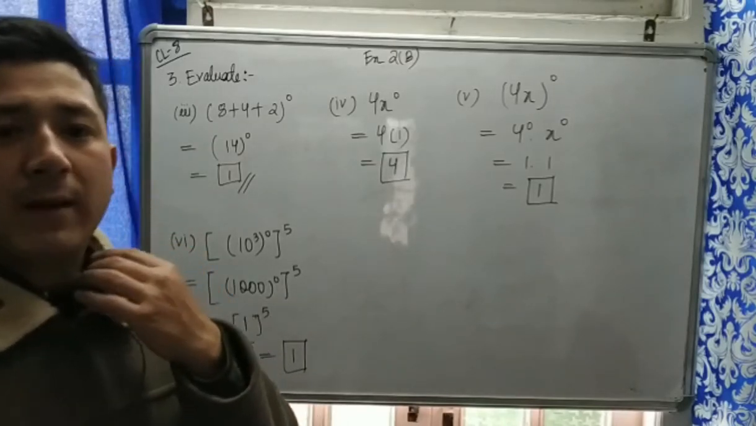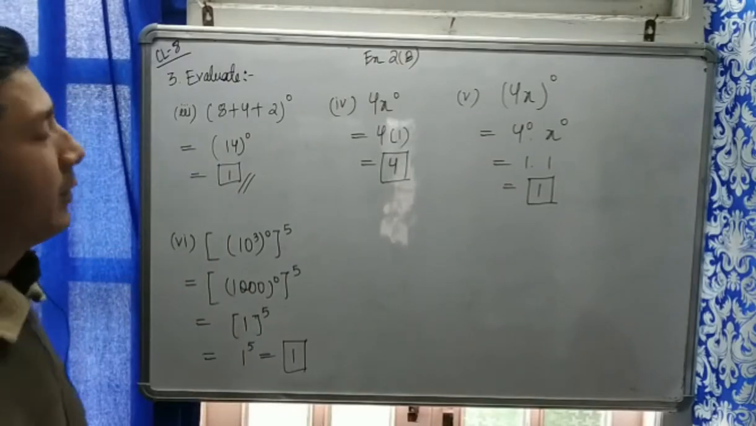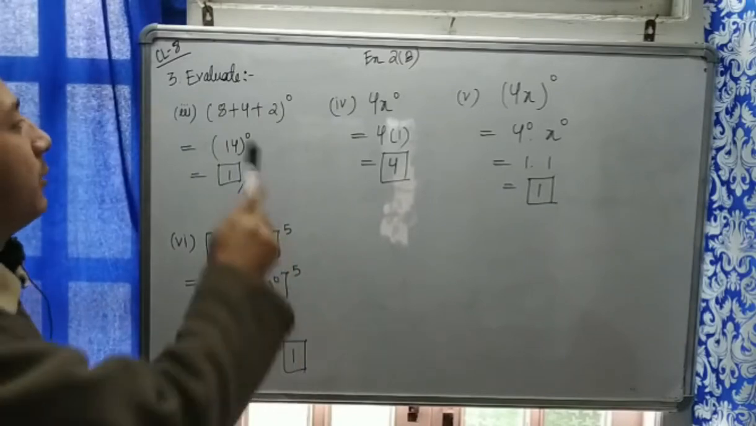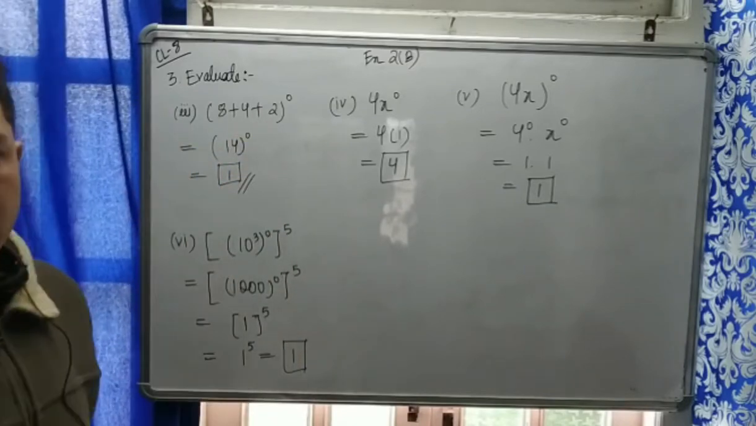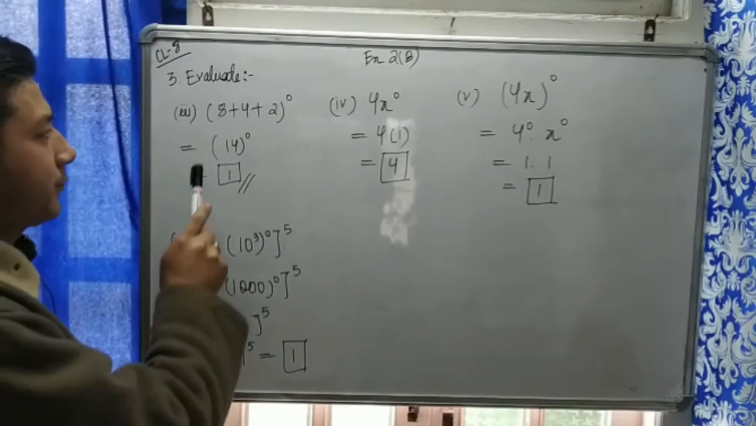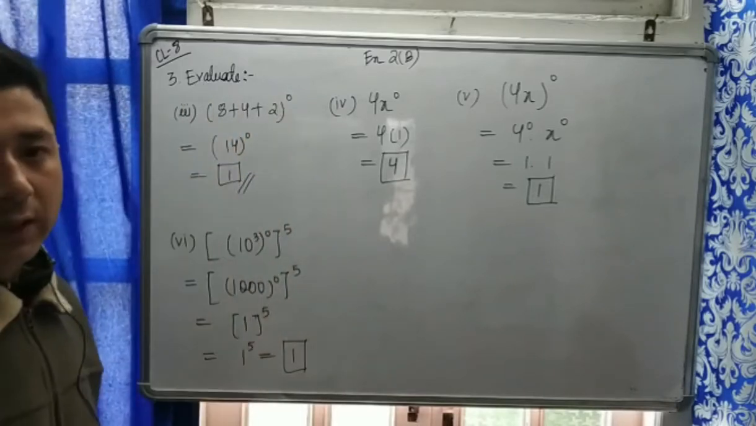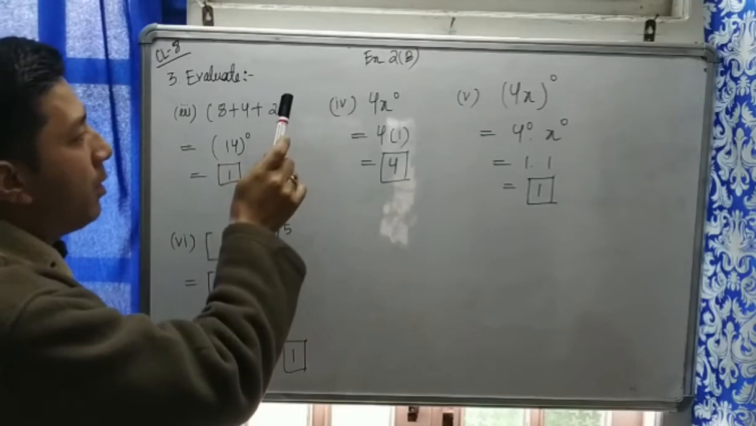I again welcome back to your online class, and in today's class we will be doing exercise 2b question number 3 to evaluate, starting from part 3. The question is (8 plus 4 plus 2) whole to the power 0.